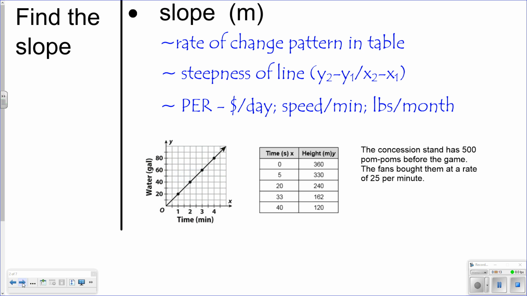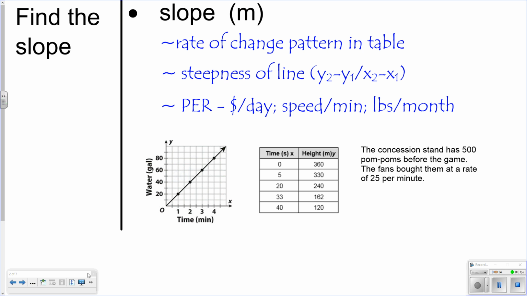So to write an equation, we have to find the slope. That's the m. It's the rate of change, so that pattern in the table. The steepness of the line, so if you have 2 points, y2 minus y1 over x2 minus x1. If you're talking about a word problem, look for the word per, so dollars per day, speed per minute, pounds per month.